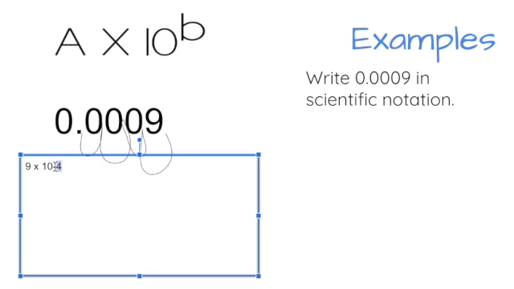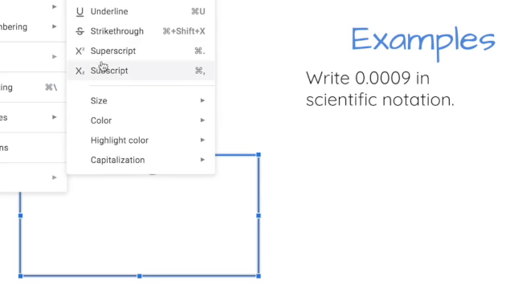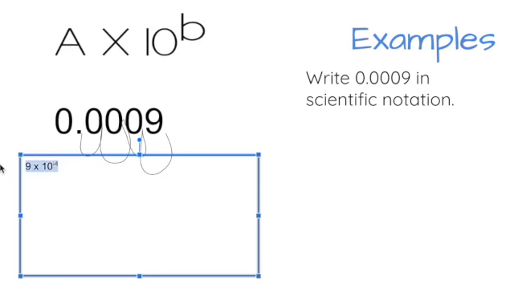And we need to make this a superscript. There we go. We'll make it bigger so you can see it. Our answer is 9 times 10 to the negative 4th power. Notice that it's negative because we started with a really, really small number, or because we bounced our decimal to the right. And notice I don't have 9.0 because I don't need that 0. I can just leave it as 9 by itself.